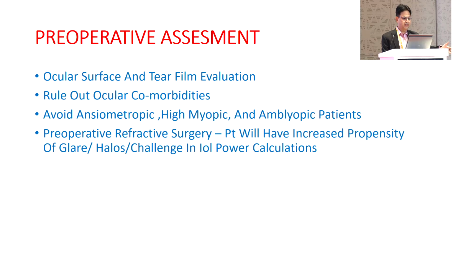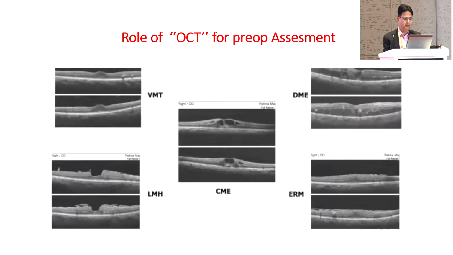Now, preoperative assessment will go for the ocular surface, TFT evaluation, and ruling out any ocular comorbidities. If at all the patient has any ocular comorbidity, avoid premium lenses in those. Avoid any anisometropic, high myopic or amblyopic patients. Then, if the patient has undergone preoperative refractive surgery, there is an increased propensity of glare and halos. There are challenges of power calculation. Recently, we have witnessed this in one very big celebrity in Bombay.